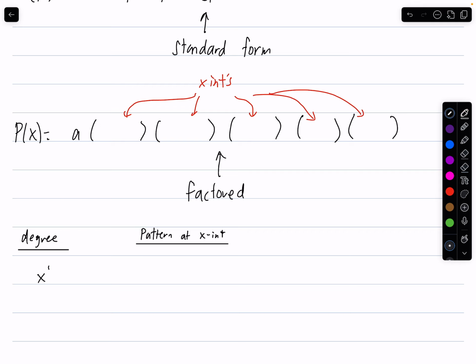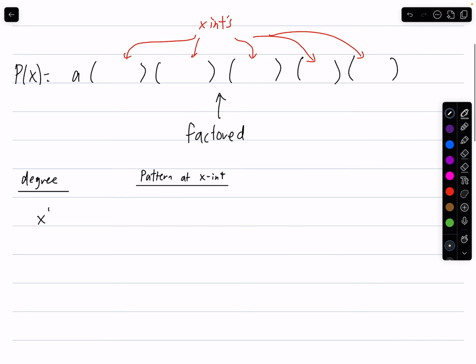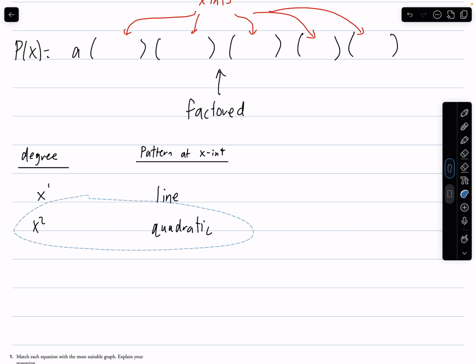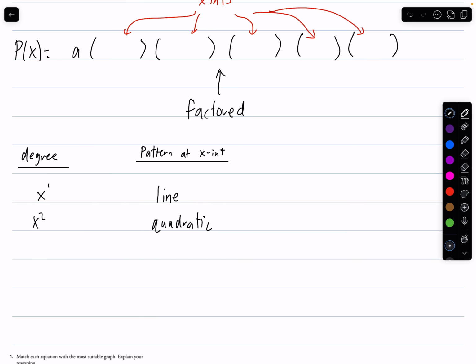So this is where it gets a little interesting. The pattern of this would be a line. If it's x squared, the pattern would be a quadratic. If it's x cubed, the pattern would be a cubic. If it's x to the 4th, the pattern will be a quartic. And if it's x to the 5th, the pattern will be a quintic. So these are just the pattern names.